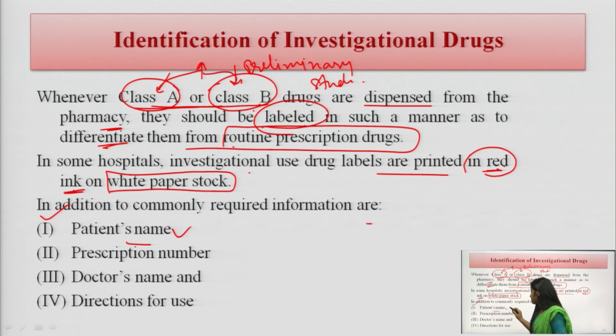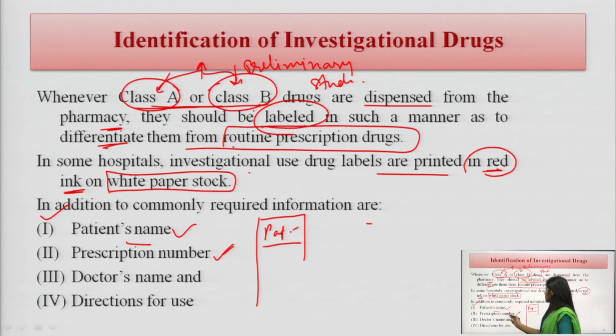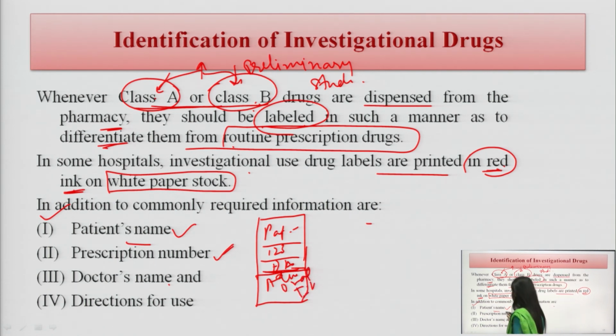The information is the patient's name, the prescription number, so we can allot any number, 1, 2, 3, and the doctor's name, who is prescribing the class A or class B drug, of course for research purposes. Then there is the direction of use, how to use it, meaning administration, oral, IV, like this. So all of this information is also needed for the identification of investigational drugs.